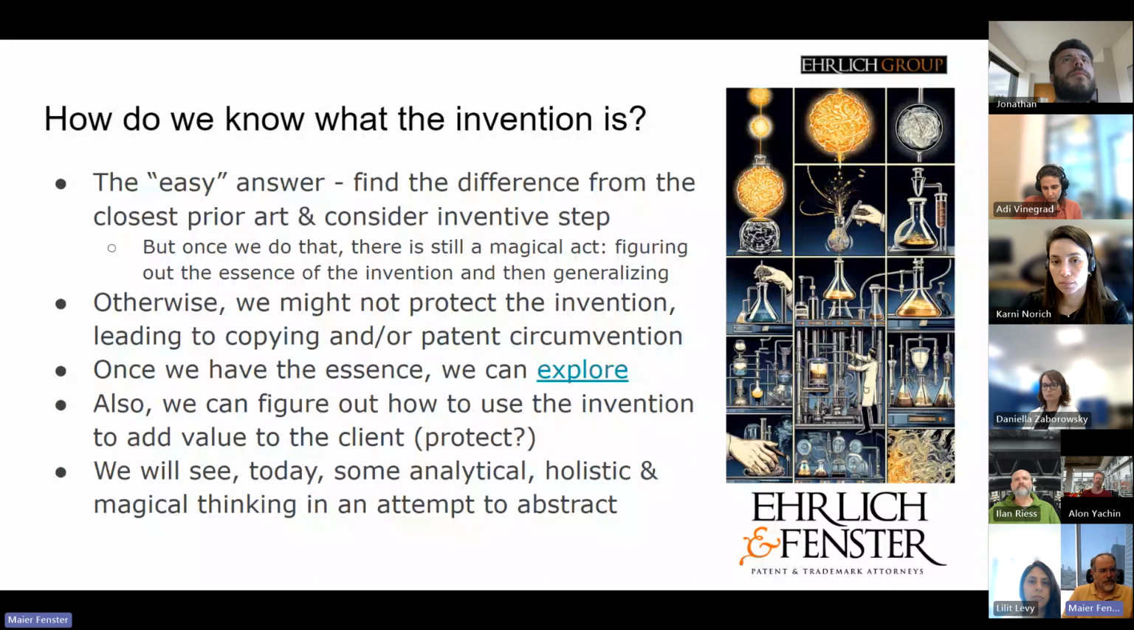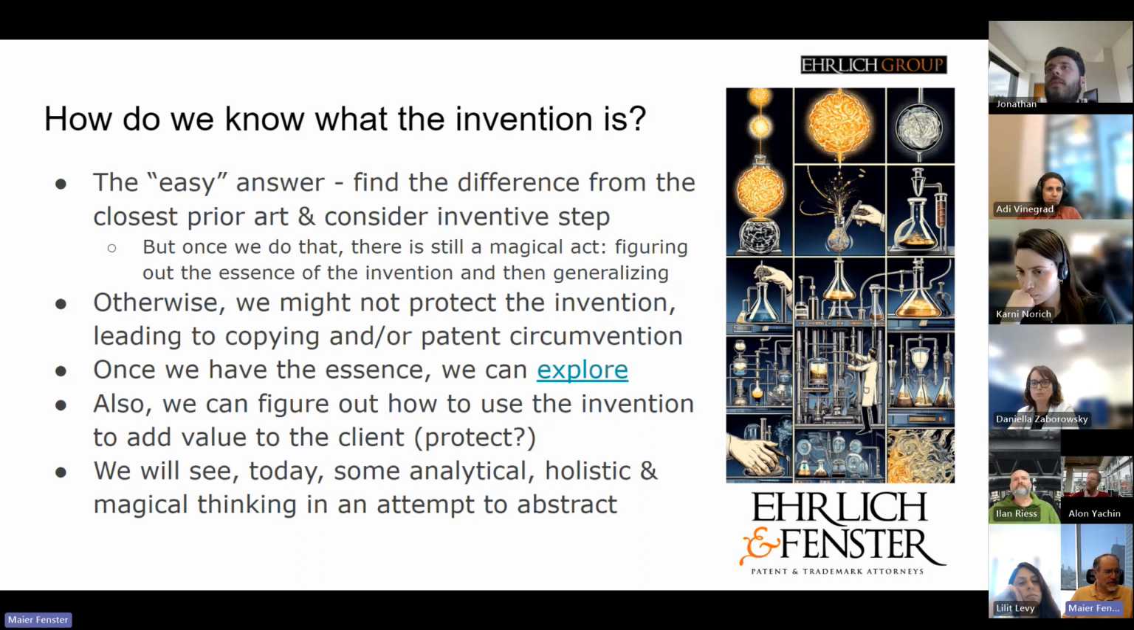Okay, a very common question that we have is, what is an invention? How do we know what the invention is? There's an easy answer. You find the closest prior art, you find the difference from the closest prior art, you see what you can argue has an inventive step, and that's an invention. The problem with this way of doing it is that there's a magical step.